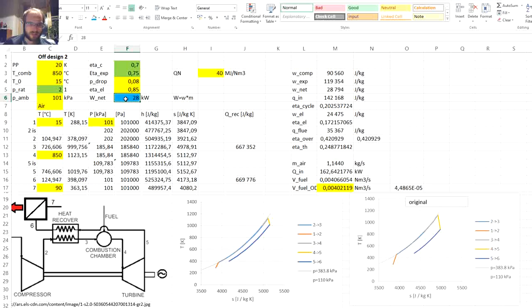So we can see that it's less than half of the 75, while the heat input in the fuel is just 66%. And that's because of the lower efficiency, which is 20%. But still 20% is much better than the 5% in the first considered case of the off-design performance.